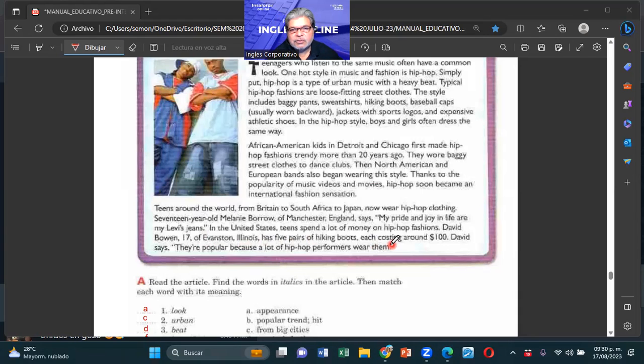There you have the pronunciation of this article, okay? Oops. What happened here? Oh, my mouse battery is dying. Wow.